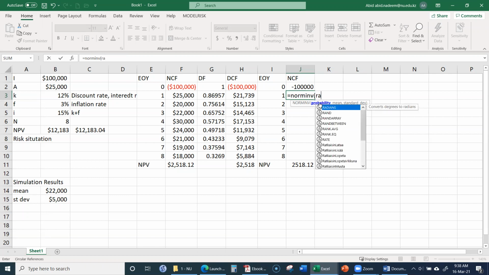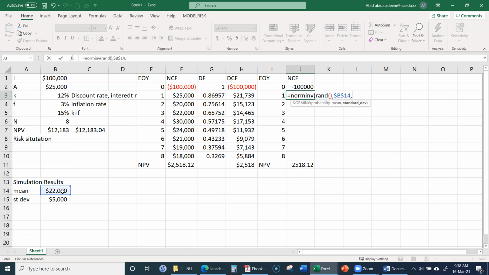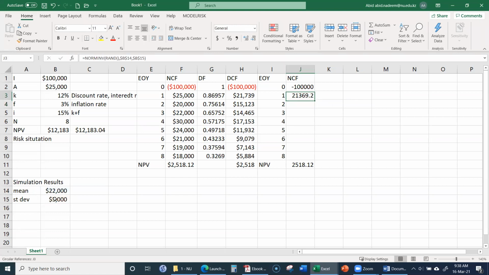It is a decimal number which will be uniformly distributed between 0 and 1. So I can take it as RAND, and its form is RAND with empty parenthesis. And the mean value is this, and the standard deviation is this, $5,000, and then I close it. So this will produce a randomly distributed value, 21,369. Then I will generate it for all 8 years.